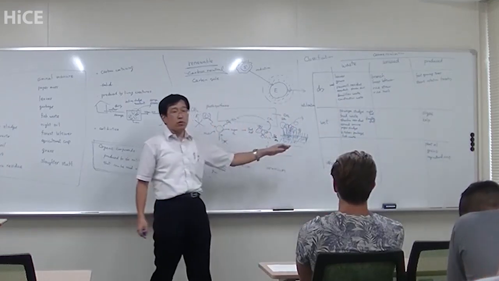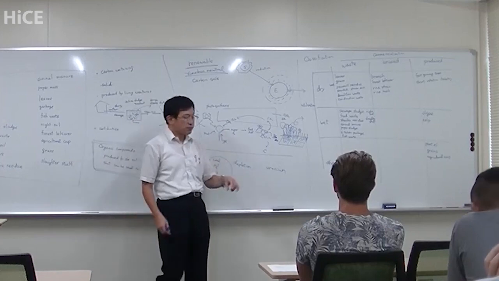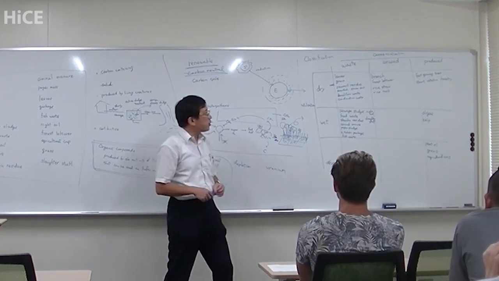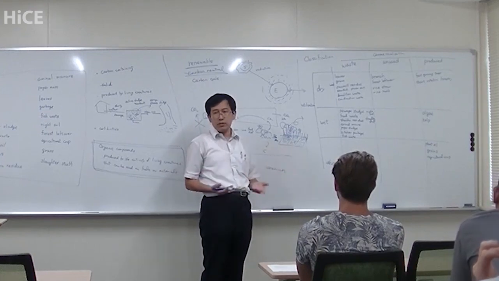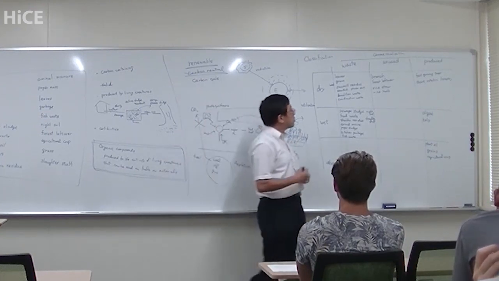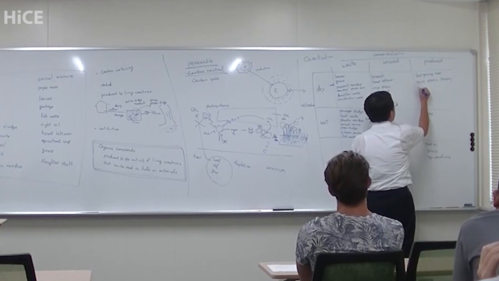Again, fast-growing trees are also used. Also, what you do is grow grasses, which grow very fast. So, in that case, fast-growing grasses.